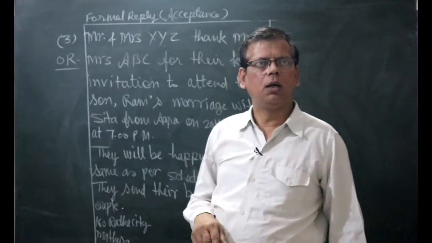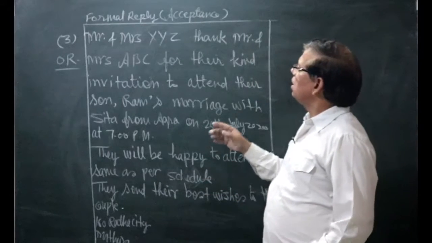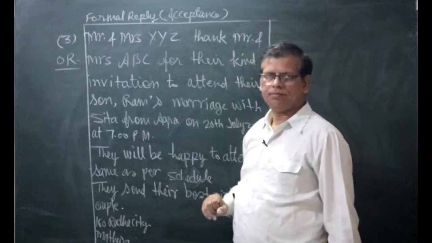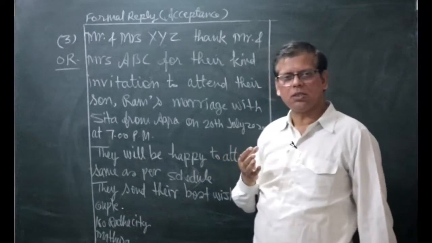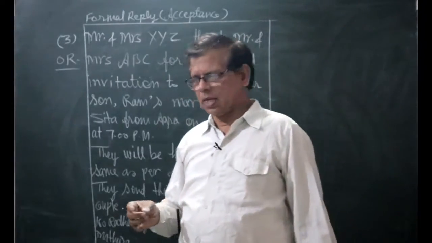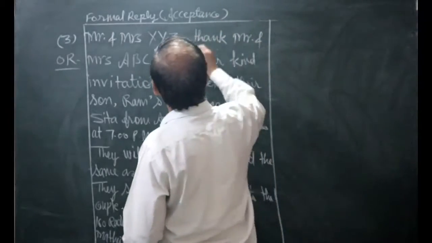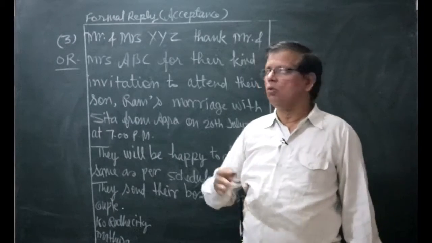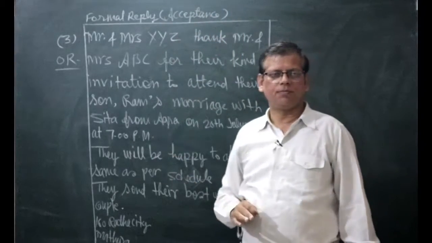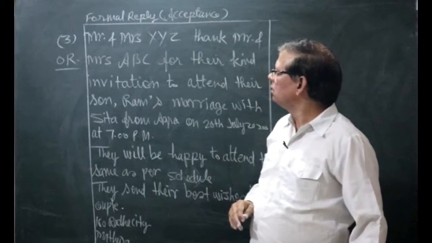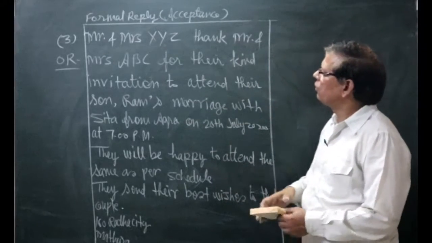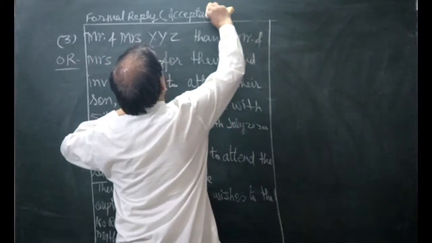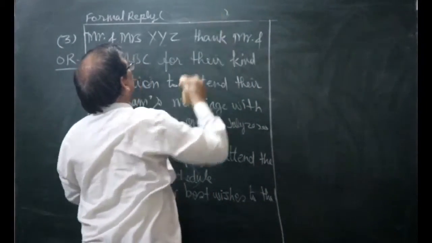Now we are discussing how to write formal reply in refusal. Second part, first part we discussed formal invitation. In the second part we discussed what? The formal reply acceptance. Now we are going to discuss formal reply refusal. So I am making some amendment here for the reply. Formal reply and refusal. Acceptance change into refusal.